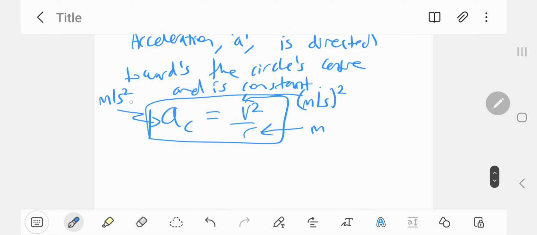So how do we get the meters per second squared for the centripetal acceleration? It's very simple. Meters squared per second squared per meter is just meters per second squared. Okay, the meters cancel out.